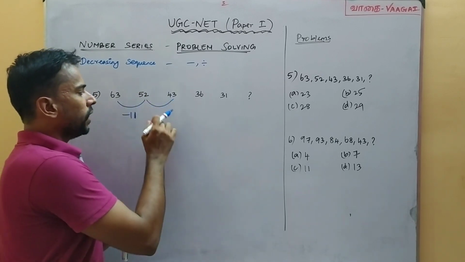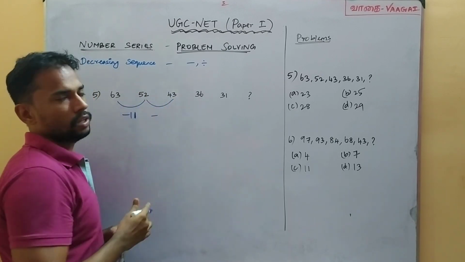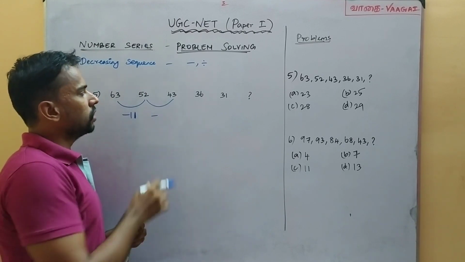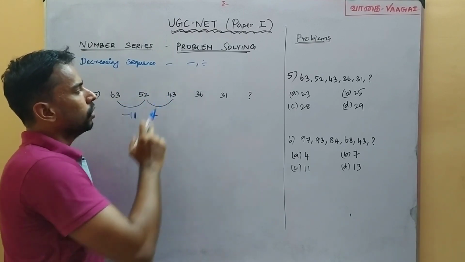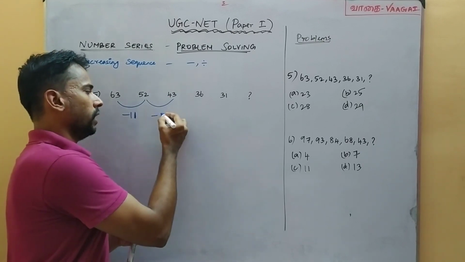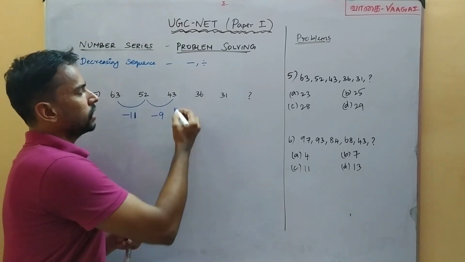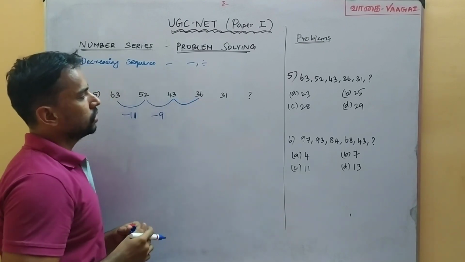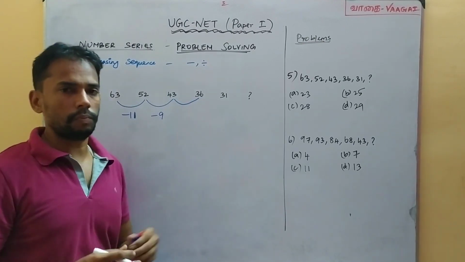Now 52 minus some number to get 43. What number do I need to subtract here? I have 52, I need to reach 43. I think we need to do minus 9, right? So minus 9. And next, 43 to 36. What number do we need to subtract here?